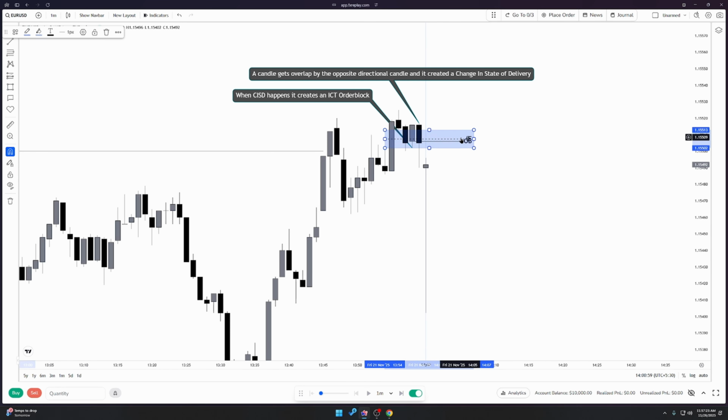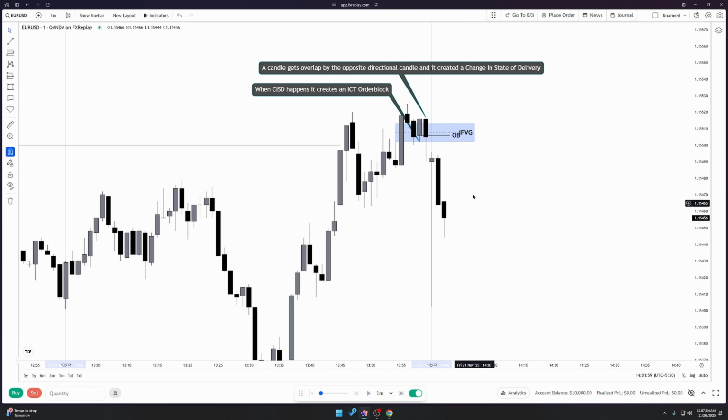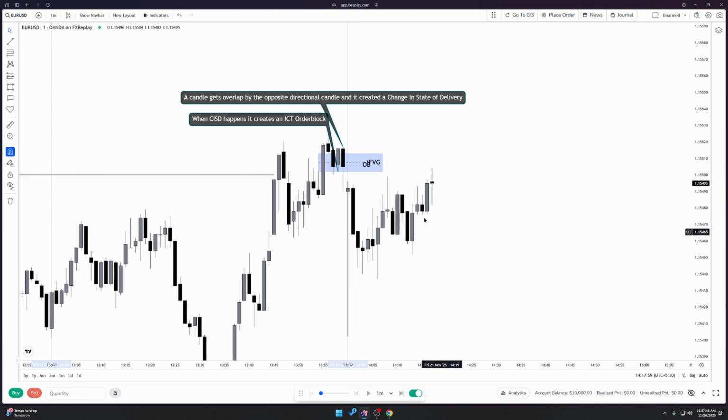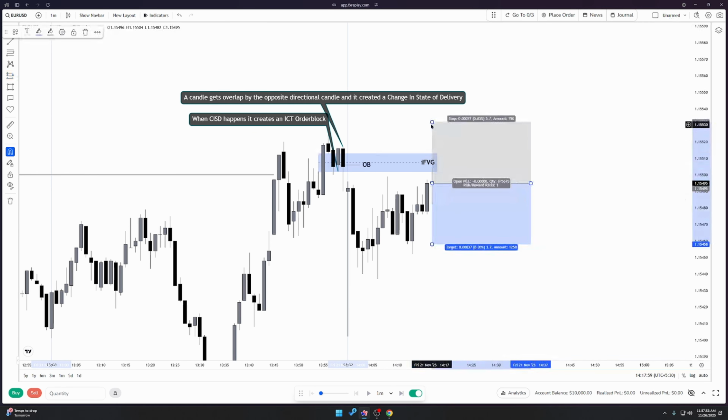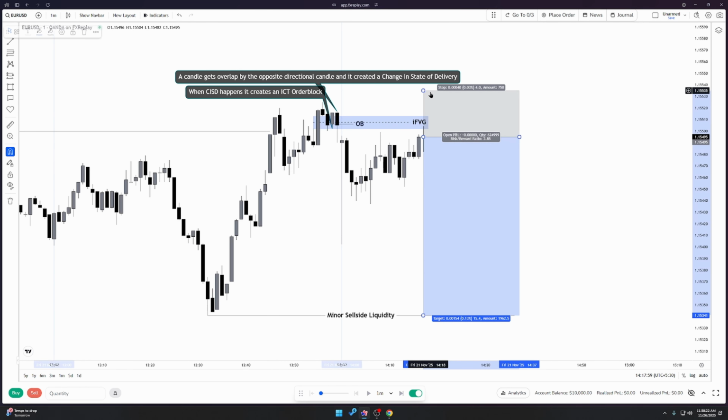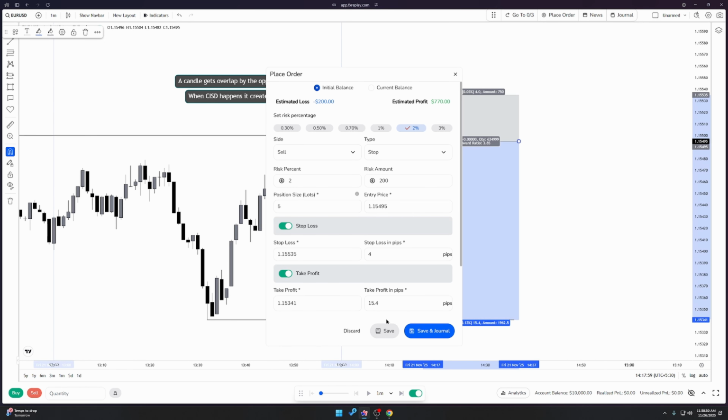We also have an IFVG. I wait for price to retrace back into that IFVG. Once price trades back into it, I enter short, placing my stop above the high. For my target, I'm looking at this 1 minute low. This is my minor sell side liquidity, and that's where I'm setting my take profit.